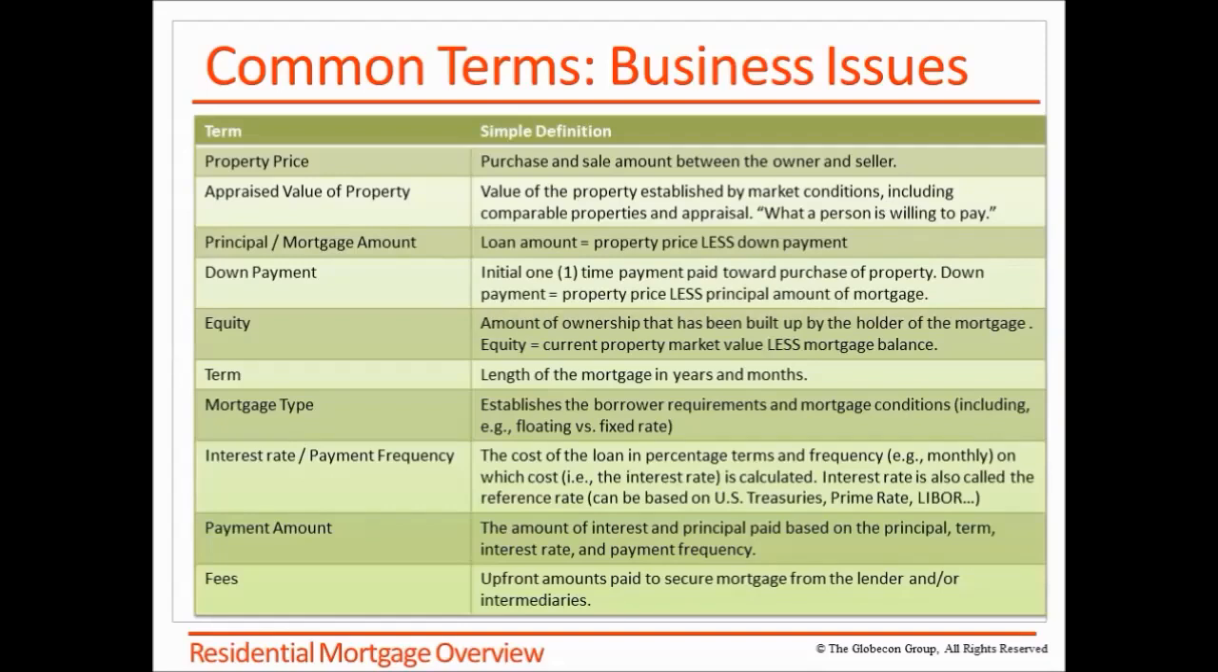It's payment amount, and it's the amount of interest and principal paid based on the principal, term, interest rate, and payment frequency. We're going to talk about that in a lot of detail in a little bit. And the next common term is fees. These are any additional things that are paid up front to help you secure that mortgage from the lender or the person that you're getting the mortgage from.